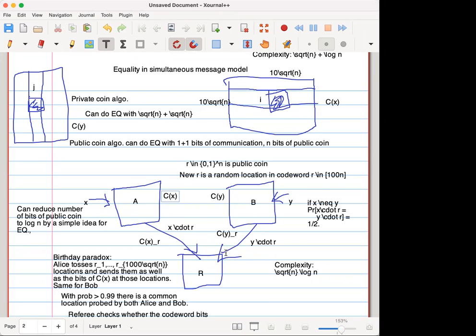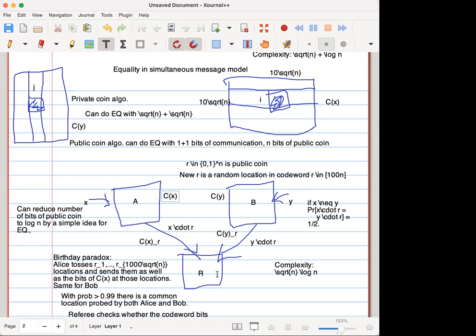If X is not equal to Y, what happens? So if X is not equal to Y, then I know Cx and Cy differ in 1% of the locations, n out of 100. So with probability 1%, this random location R will point to some place where Cx disagrees with Cy. So there is a probability 1 by 100 that Cx(R) is different from Cy(R) if X is not equal to Y. So if X is not equal to Y, with probability 1 by 100, I succeed.